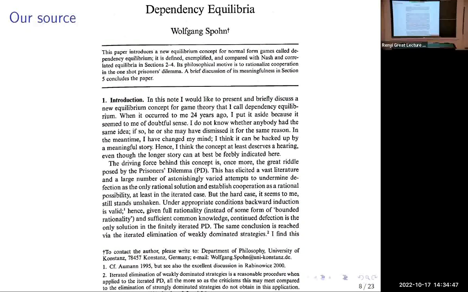Now here's the original source. It's absolutely beautiful to read philosophy papers. There's essentially no formulas, right? So he goes, in this note, I would like to present and briefly discuss a new equilibrium concept for game theory. When it occurred to me 24 years ago, I put it aside because it seemed to be of doubtful sense. And then he goes on about the prisoner's dilemma, and he introduces dependency equilibrium. So this is the paper that inspired us, Irem and me, to follow this topic.